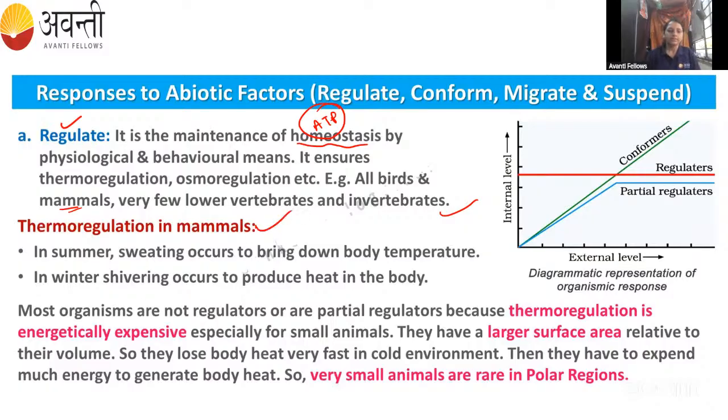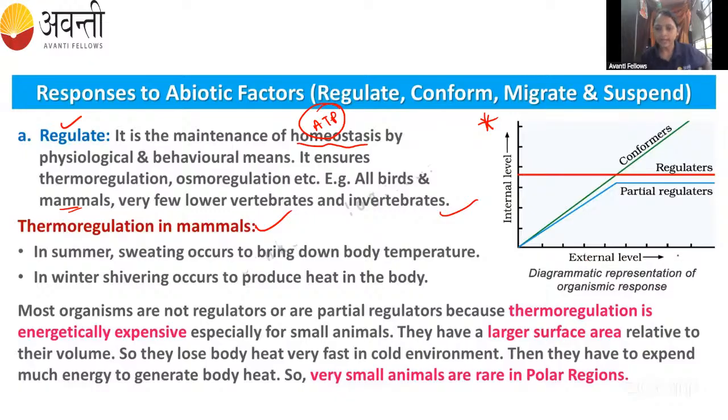Okay. Then coming to the most of the organisms, they will not maintain it, because we know that thermoregulation is an energetically expensive process. And here you can see the graph. Based on this graph also you will get questions in the exam.